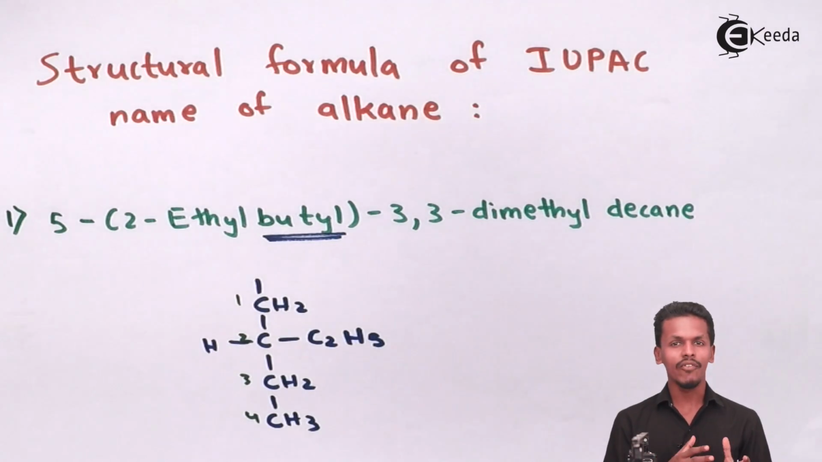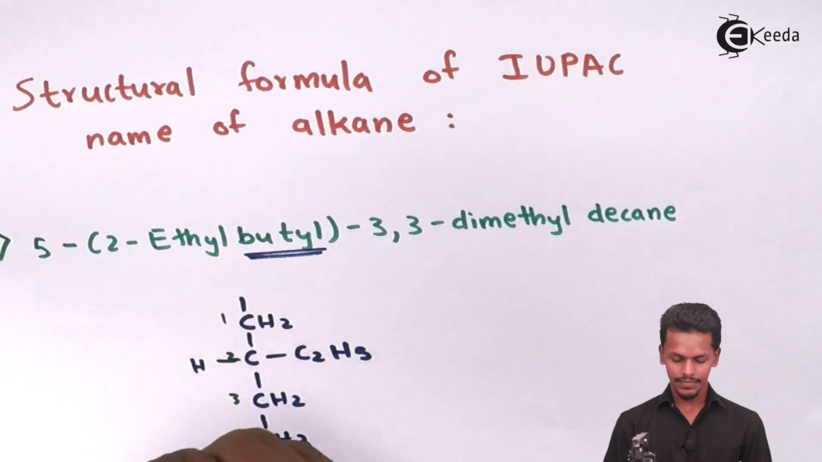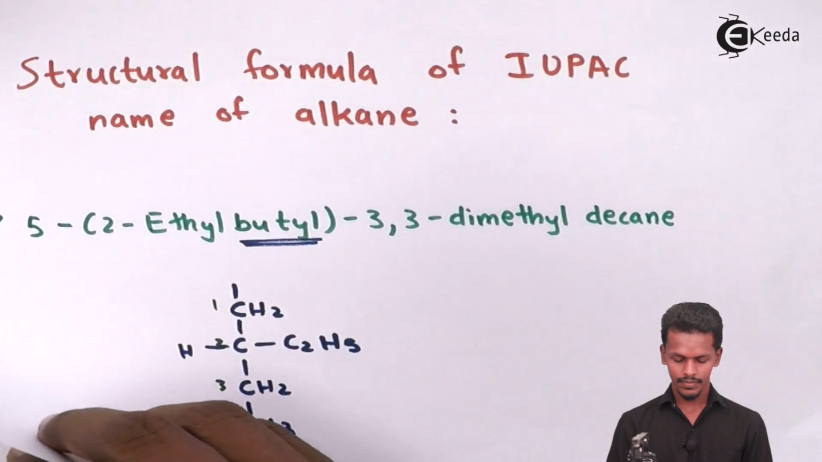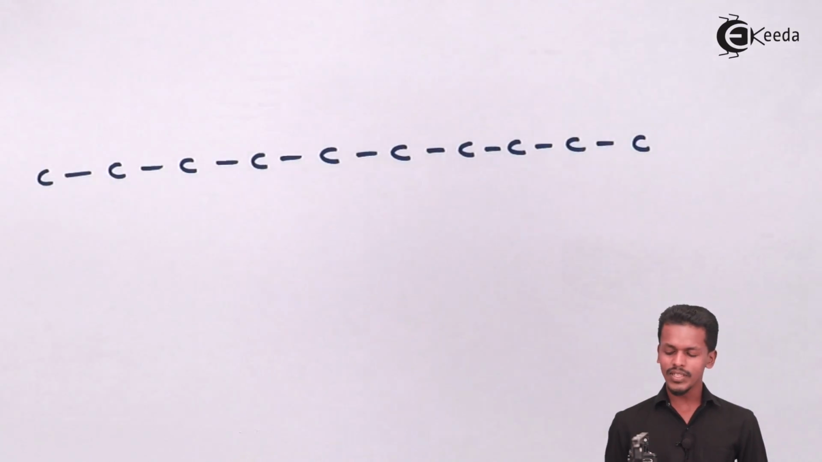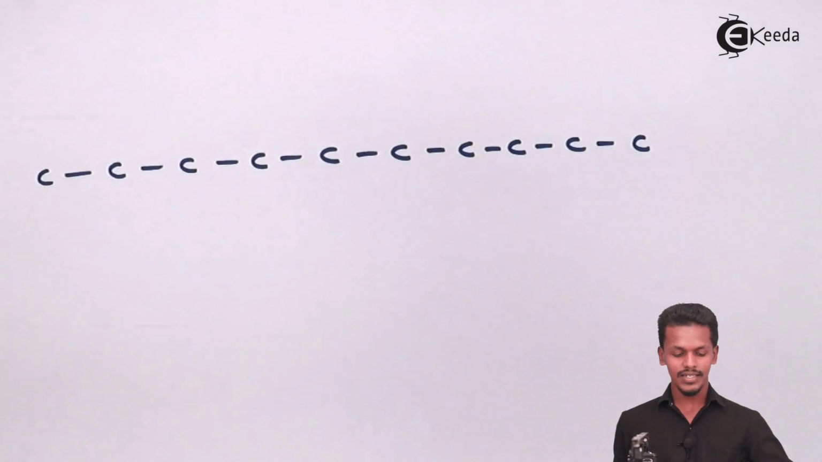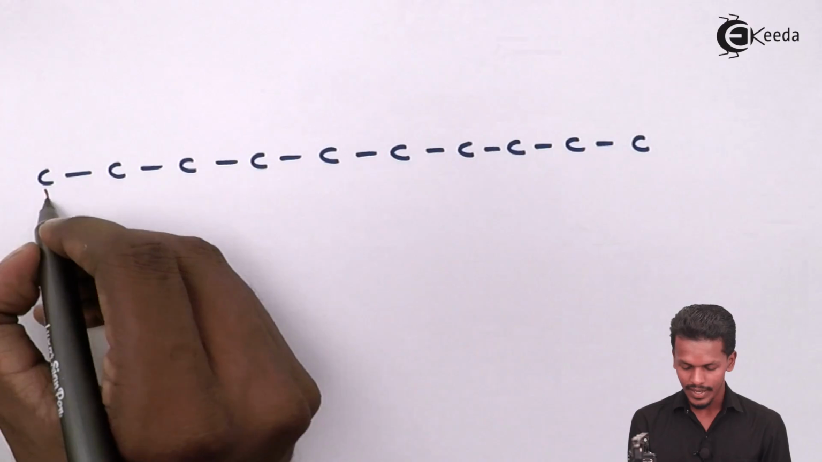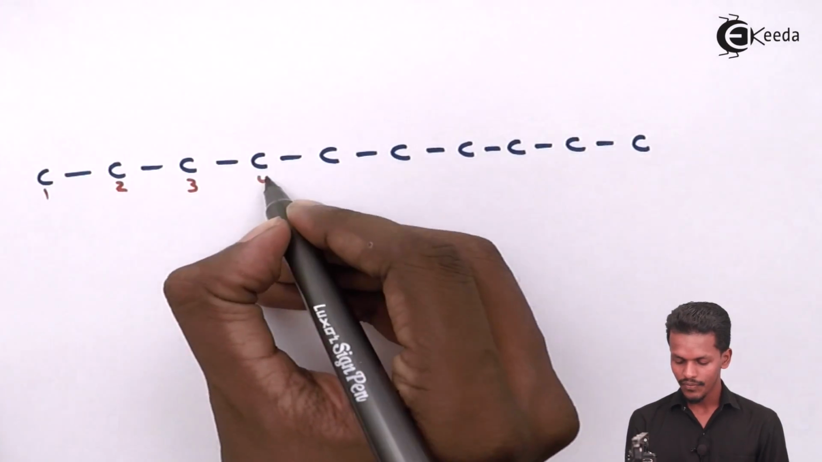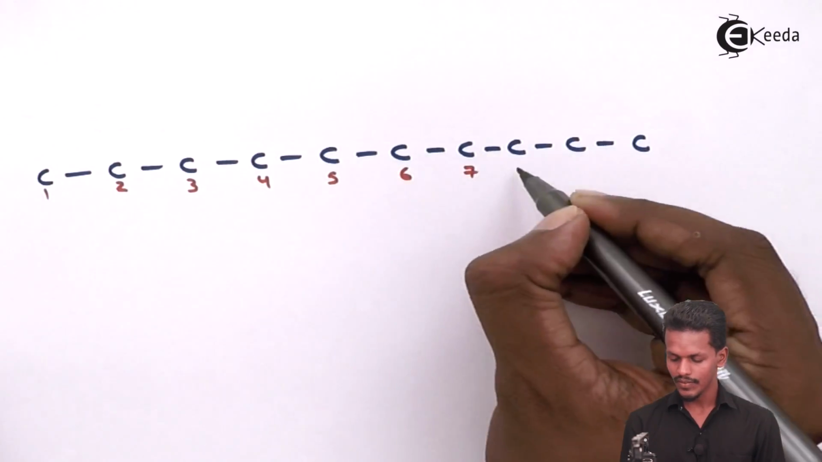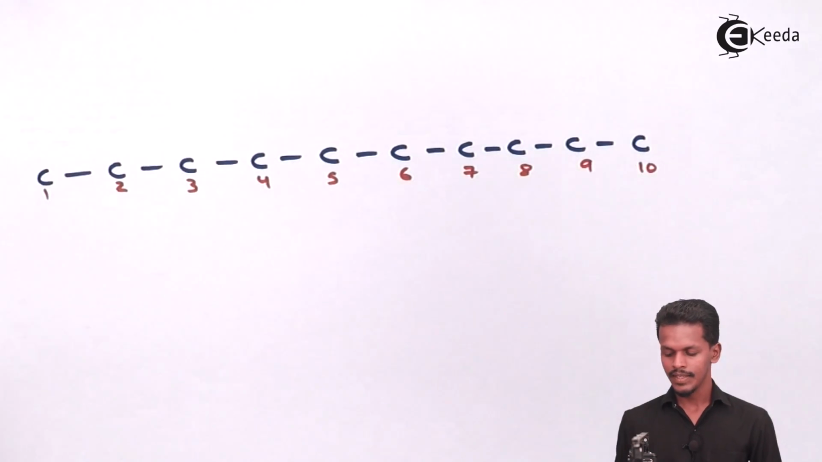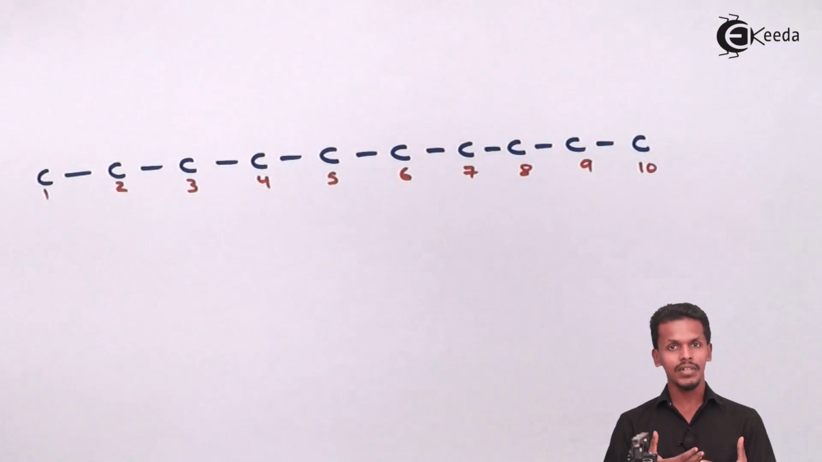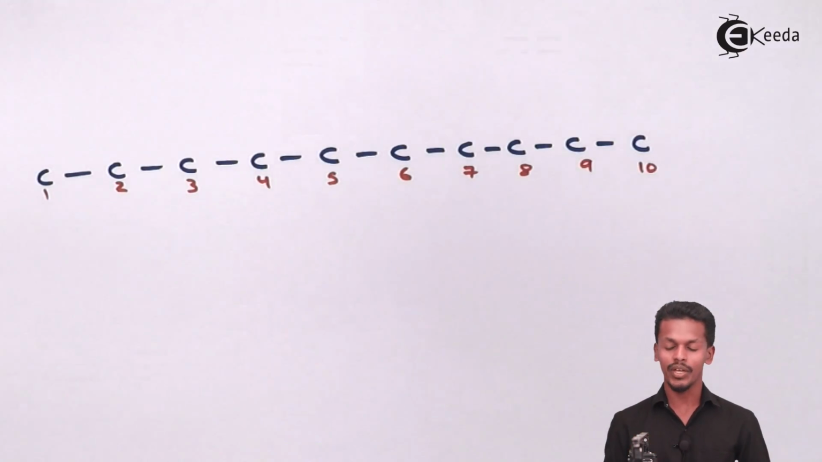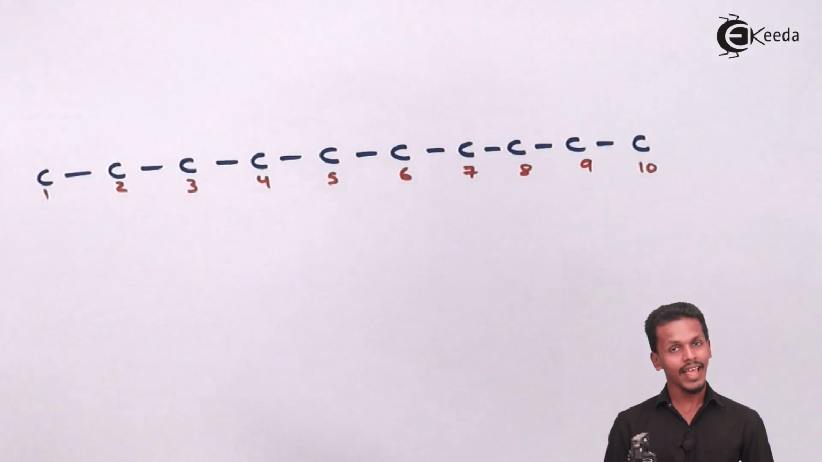So now let us do it carefully, and let us see one by one. So this is the decane that we have. So first of all, the thing that we are going to do is we are going to number it. So let us number it. I'll number it as 1, 2, 3, 4, 5, 6, 7, 8, 9, 10. The numbering is very important because we number it first after writing the whole parent hydrocarbon, like I have done.